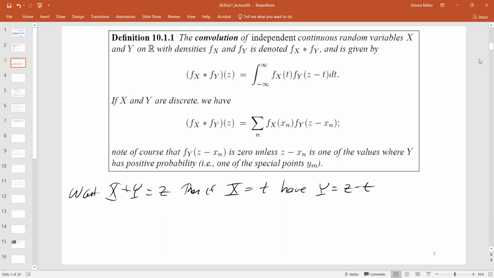What can you tell me about the convolution of, say, f_X star f_Y and f_Y star f_X? They're equal. Why are they equal? So one is change of variables.